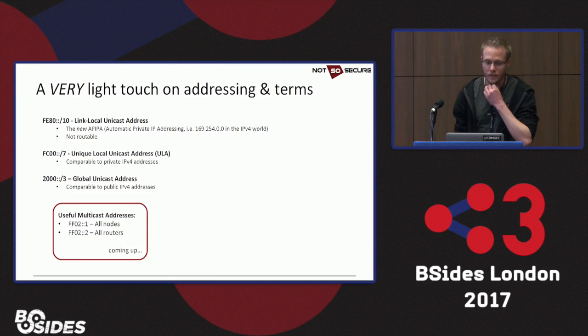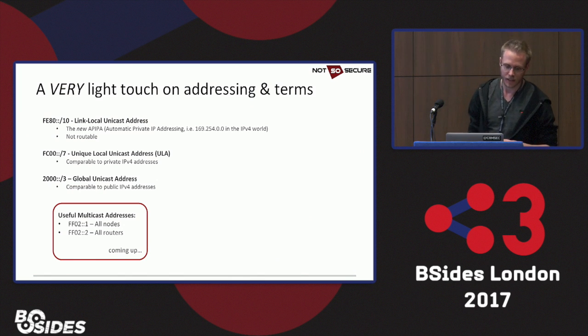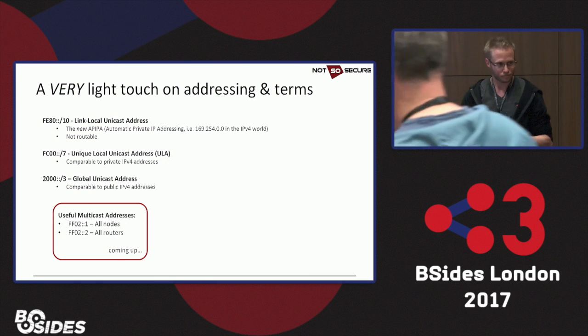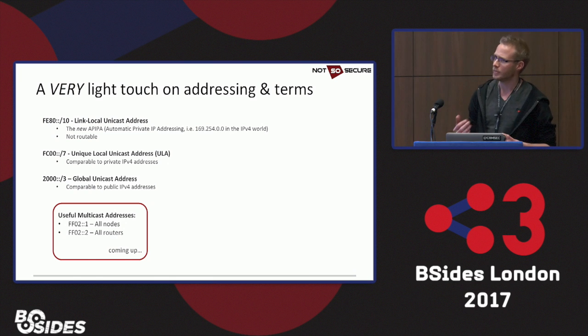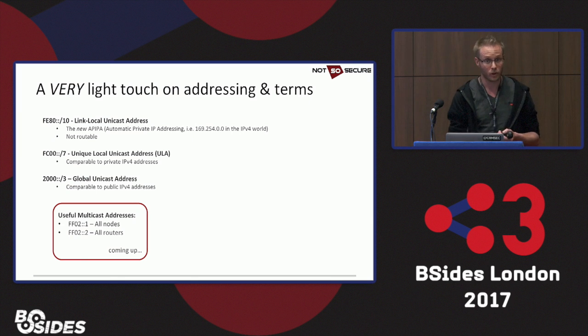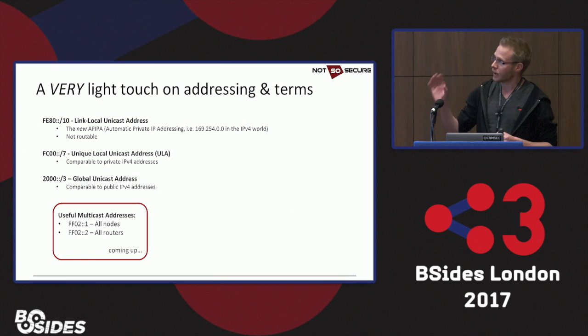So, first things first, addressing. We have to cover this because it's going to be appearing a lot throughout these slides. The link local address, so the FE80 addresses. Whenever you have an IPv6 enabled interface, you'll get one of these addresses. It's equivalent to your 169.254s in the IPv4 world. Not routable, but they're important in regards to what we're about to do.